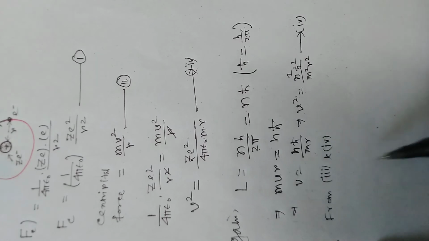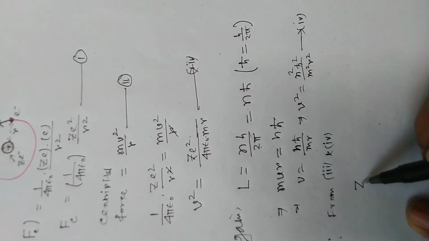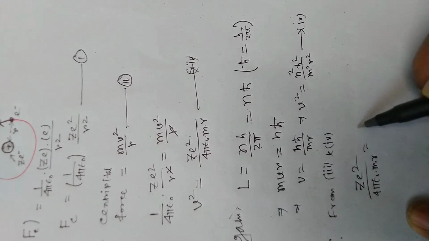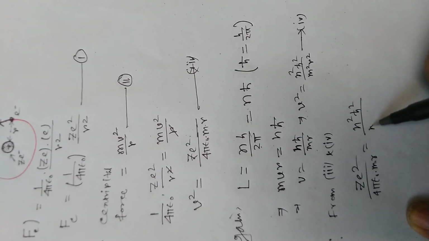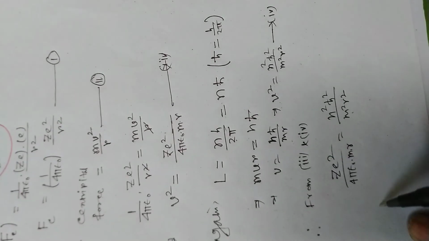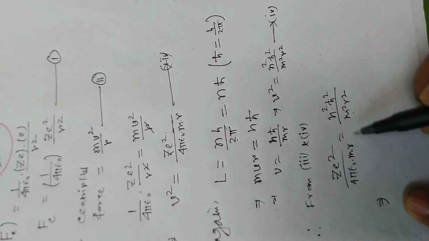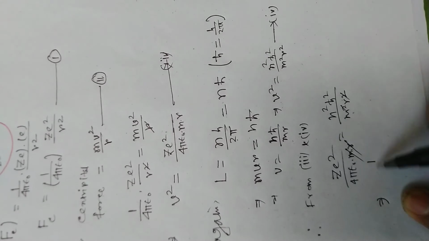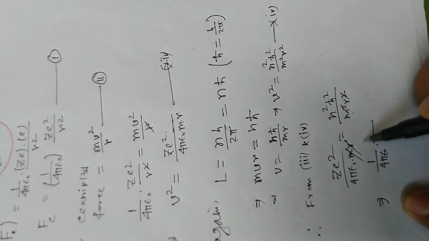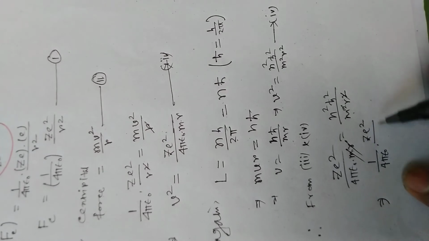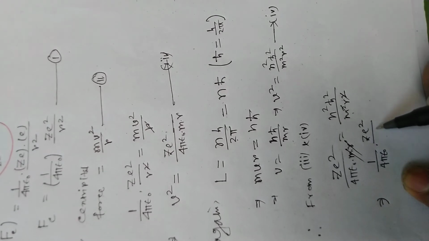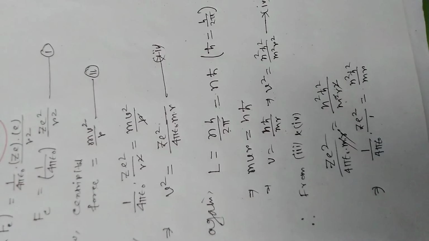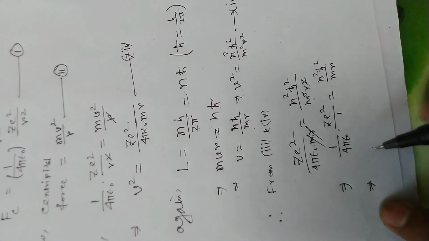So from 3 and 4 we can find that z square divided by 4 pi epsilon naught into mr is equal to n square h cut square by m square into r square, right? So we can simplify: r square cancels, m square cancels. So 1 over 4 pi epsilon naught z square, divided by 1, is equal to n square h cut square by mr. So from there we can find the expression of r.